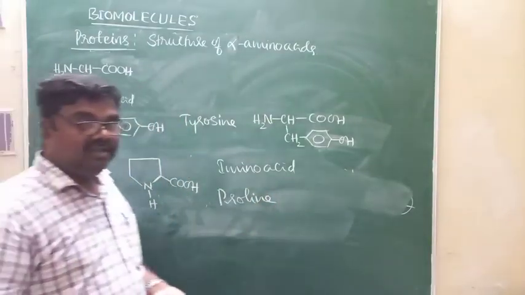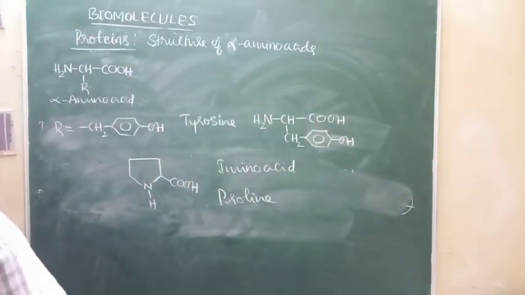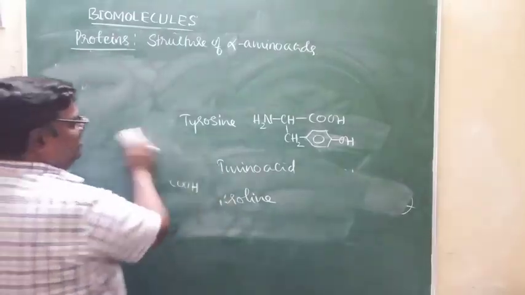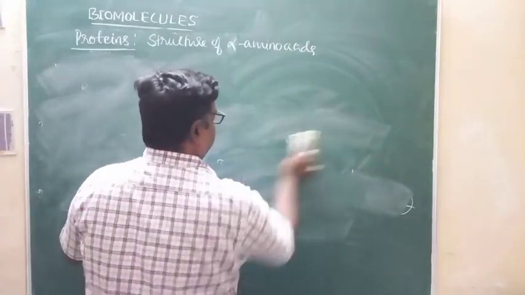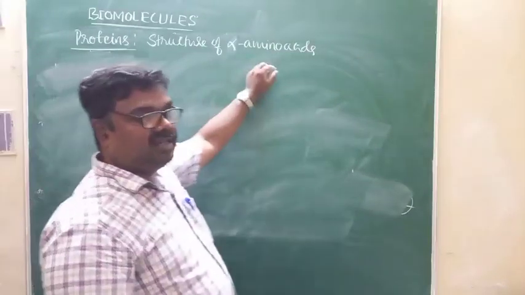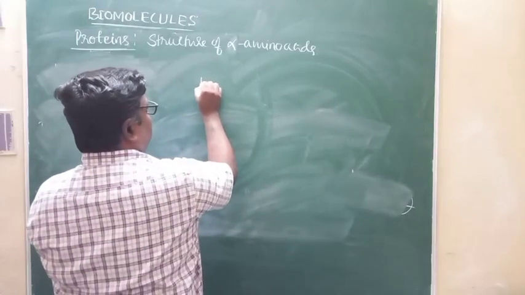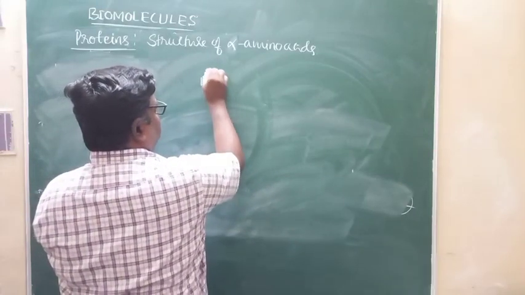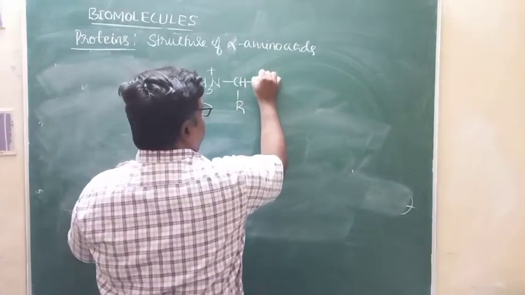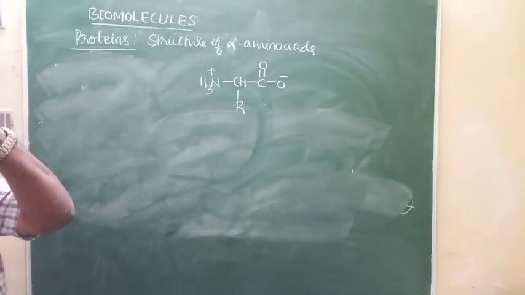These are the structures of some alpha amino acids. In one of the question papers, the question was asked like this: write the zwitterion structure of alanine. First, you know the general formula of zwitterion, NH3+, and of course R, and of course COO minus. This is the zwitterion form of alpha amino acids.